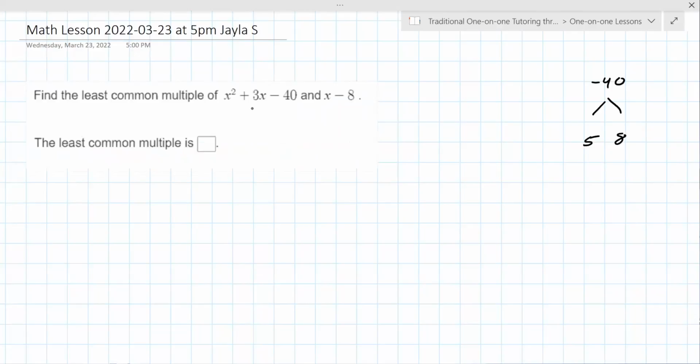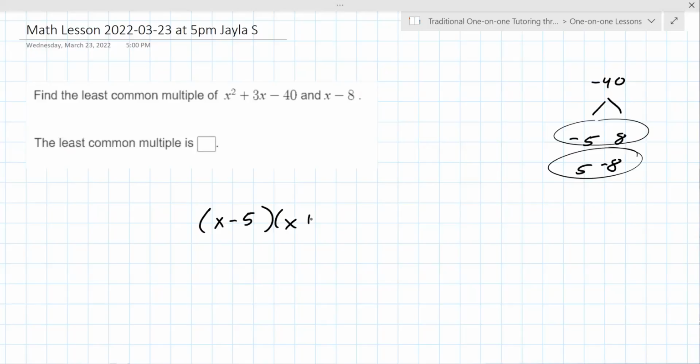One of them has to be positive and one has to be negative. So which is it? Is it -5 and 8, or 5 and -8? Which one gets you back to +3? Which of these two is correct? -5 and +8. That's right.